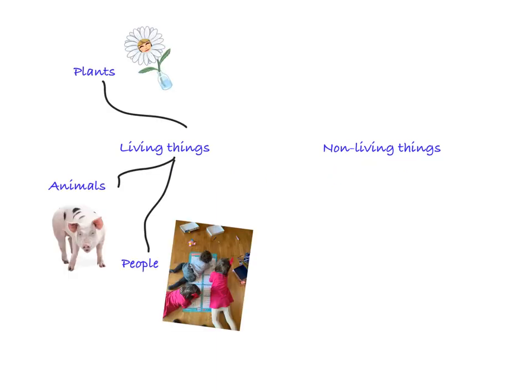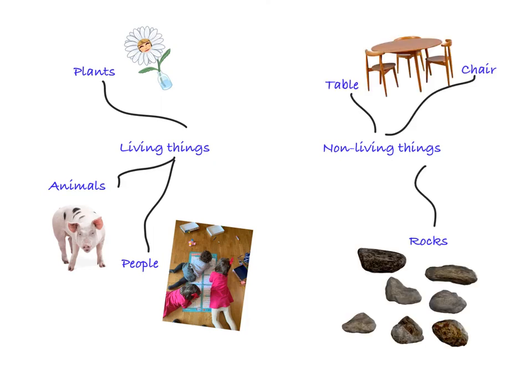Can you think now about different examples of living and non-living things? Come on, think about it. Plants, animals, or people are examples of living things. A table, a chair, or rocks are some examples of non-living things.